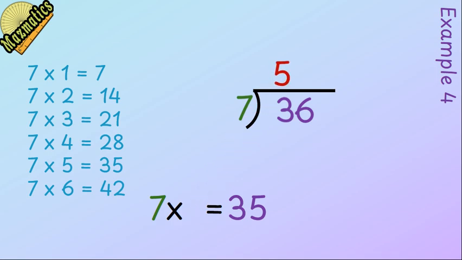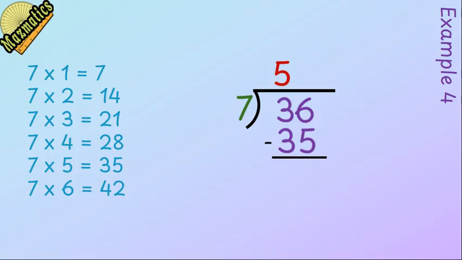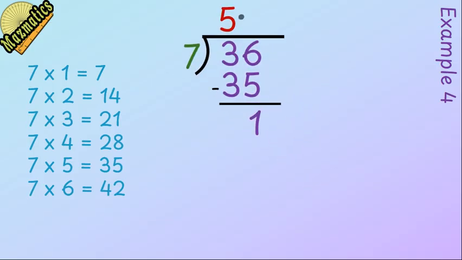Multiply. 7 times 5 is 35. Write 35 under the 36. Subtract. 36 minus 35 is 1. Our remainder is 1. We will solve the problem further to get a more accurate answer without remainder. Put a decimal point in the quotient and add a magic 0 to the remainder. How many 7s in 10? 7 times 1 is 7.